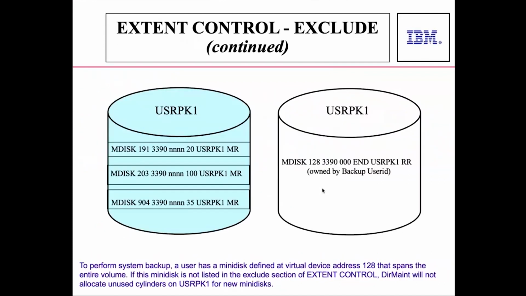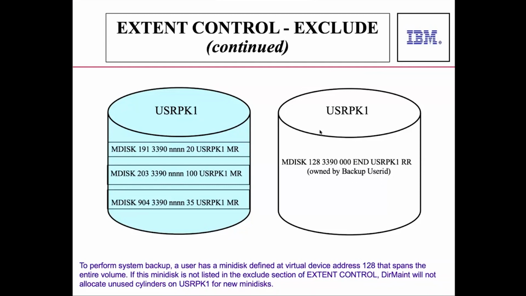Now, an example of this, to show you why you possibly need excludes and why you have full pack overlays. Let's say I have minidisks on here. Here are three minidisks of smaller size on this user pack 1, but I also have this minidisk owned by a backup user ID that spans the entire volume, 0 to end. So that's the whole thing on user pack 1. DirMaint, if you didn't tell it to ignore this entry, would see this volume as fully allocated. Hey, I can't put any more minidisks on there. There's this minidisk that's already allocating the entire volume. And so I can't do any more.